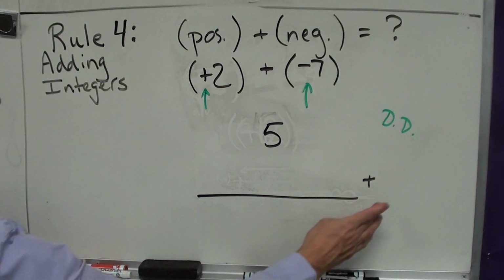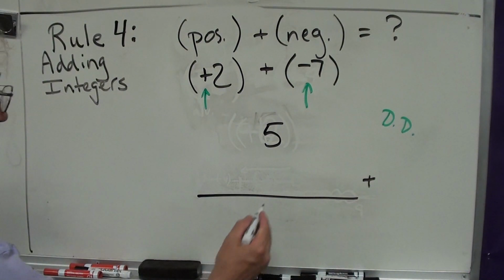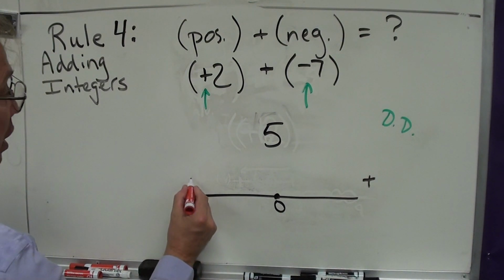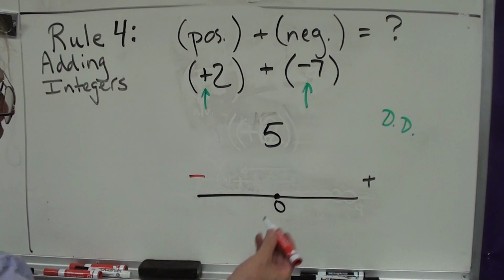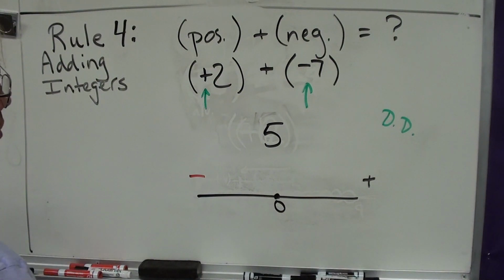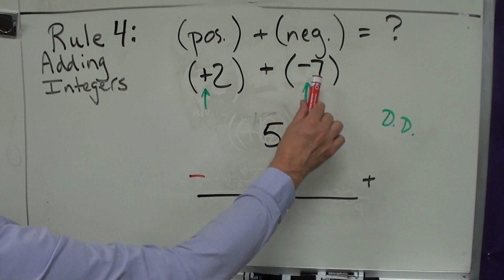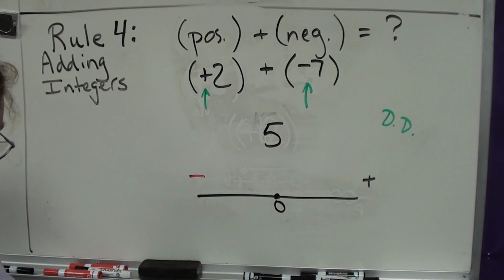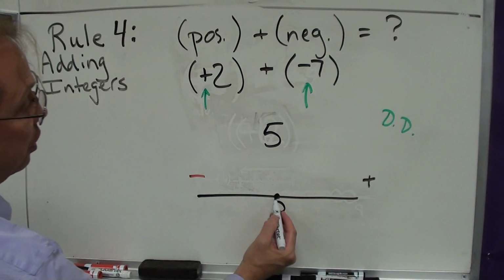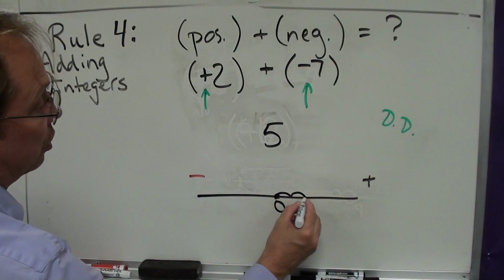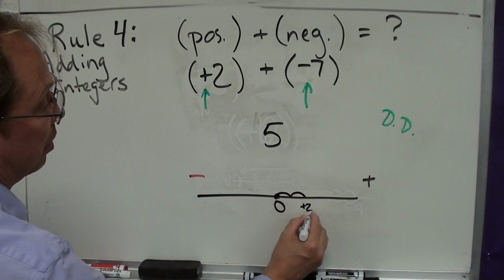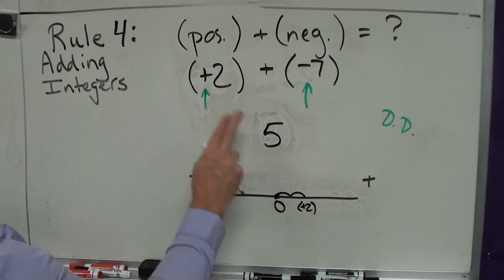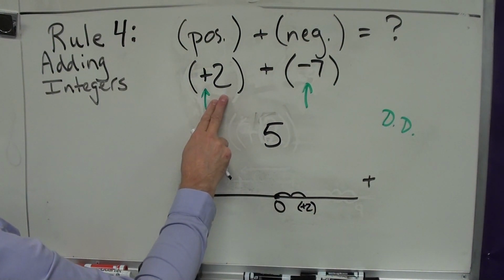The positive is to the right of 0, and the negative is to the left of 0. The negative direction, the positive direction. So I start off with 2. Actually, I'm starting over here with 2 positive. So let me go ahead and start at 0 and count up 2 spaces. 1, 2. And that takes me up to positive 2. 2 units away from 0. So I have 2 in the positive direction.